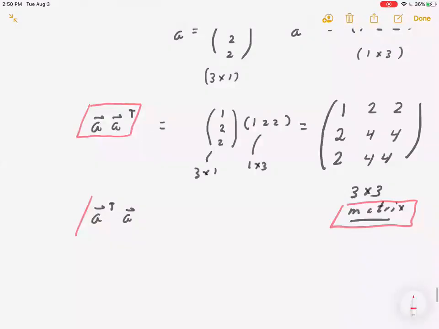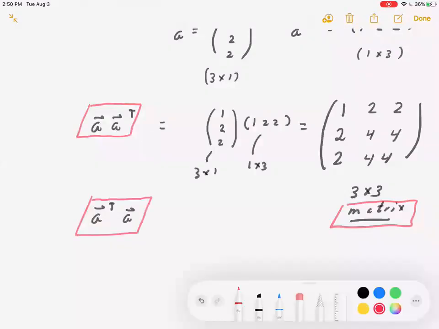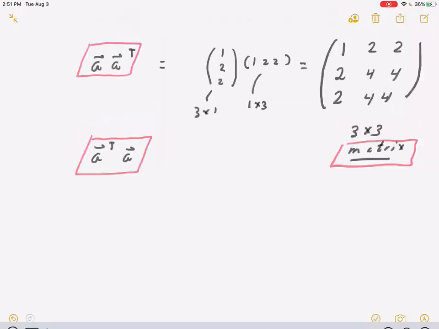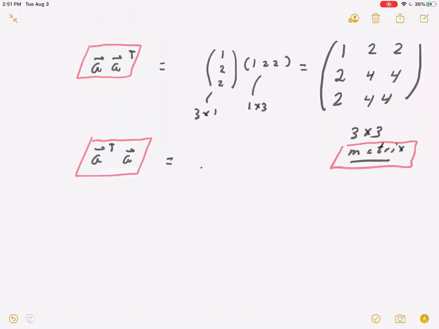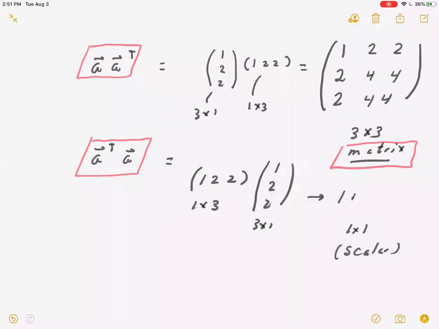What happens when I take the transpose of A and multiply it by A? What do I get? Well, I don't have to guess. I just have to sit down and use this example. Here, the transpose of A is a 1×3 matrix. The original A was a 3×1 matrix. So matrix multiplication tells me that I have to get a 1×1 matrix, which is just a scalar. It's a number. And that's going to be 1 times 1 plus 2 times 2 plus 2 times 2. So that's going to be 9.